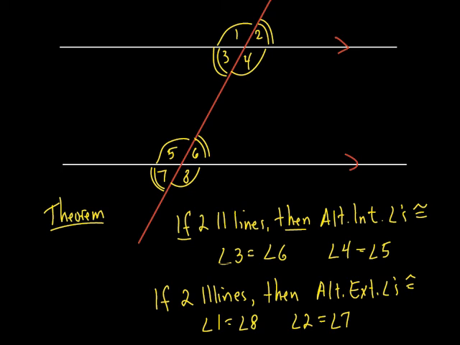Consecutive what? Interior angles. Which ones are consecutive interior angles? Okay, 4 and 6. Remember, it's like the same side interior. Remember that? So the ones that are on the same side. So 4 and 6 are consecutive interior, and what else? 3 and 5. Good. 3 and 5 are okay.